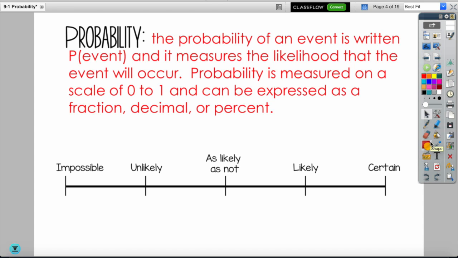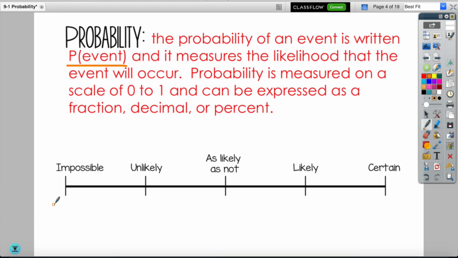The probability of an event happening is always written in this form, P parentheses event. Now, do realize that the word event is going to change depending on what the event is. So, for example, if you have a die and you roll it and you want to see the probability of you getting a 4, then P parentheses event would be P parentheses rolling a 4, like that. And what the probability of an event measures is the likelihood that an event occurs.